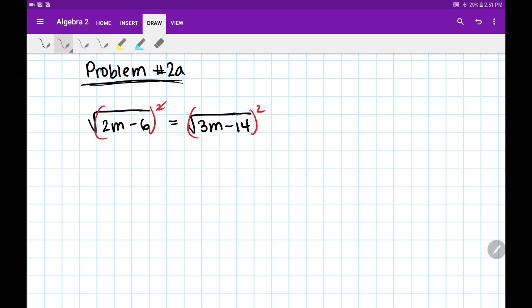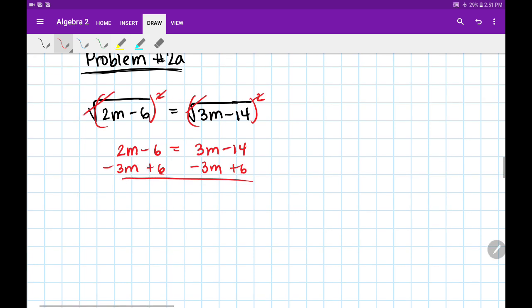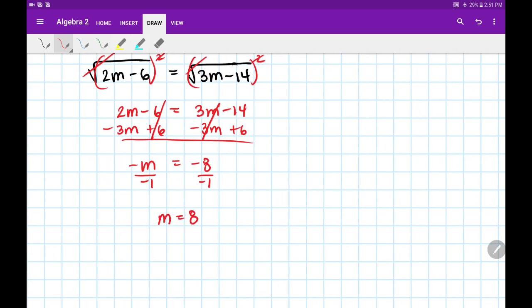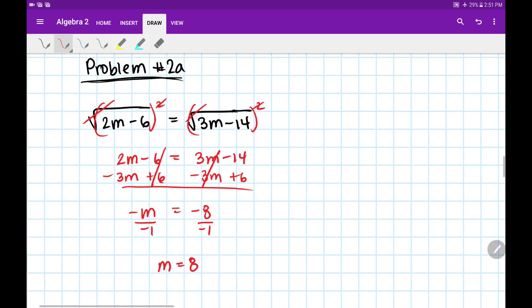So we're left with, when this cancels, oh, and this cancels that as well, we're left with 2m minus 6 equals 3m minus 14. And now we just need to solve for m. So we can do this in any number of ways. I'll subtract 3m, and I'll add 6 to both sides. So I'm left with negative m equals negative 8, and m equals 8.